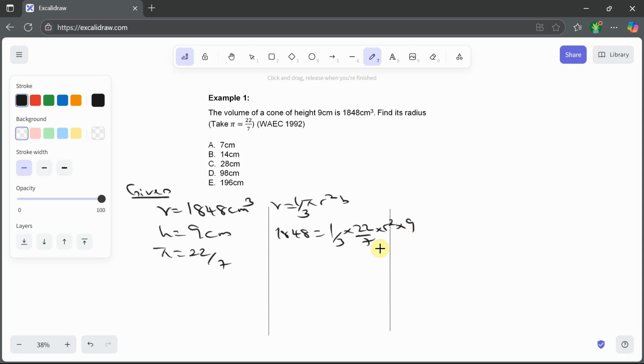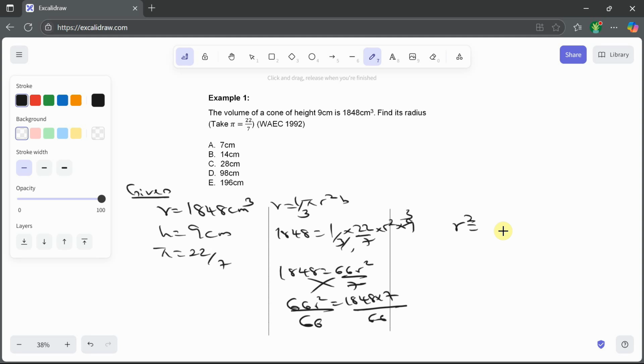times 9, right? So 3 here 1, 3 here 3. So 1848 is equal to 66 r squared all over 7. If I cross multiply, that will be 66 r squared is equal to 1848 times 7. If I divide both sides by 66, what would that give me? My r squared should be 196. Right, so if I take the square roots of both sides, my r will just be square root of 196, which is equal to 14. So my r is 14 centimeter. That is option B.